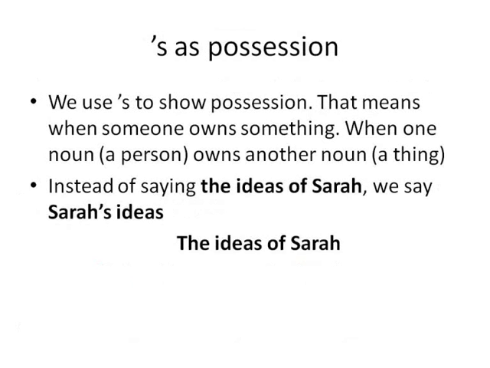When apostrophe S is used to show possession, there are no verbs, no actions. This is just one thing and the owner of that thing. Okay, so we say when one noun owns another noun. For example, instead of saying the ideas of Sarah, we say Sarah's ideas. The ideas of Sarah become Sarah's ideas, and the words the and of disappear, and it's that we say is captured with the apostrophe S. So again, the apostrophe S means that something is missing.